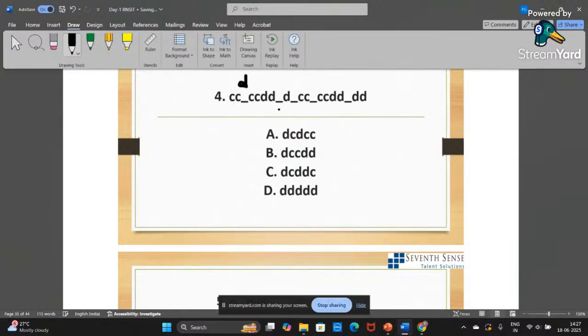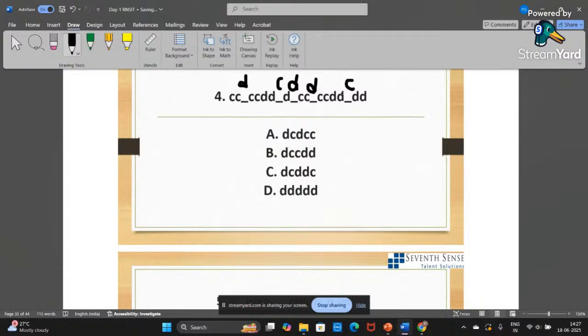Okay, now C, C, D, C, C. So the next letter should be filled with, let us imagine, C. C, C, D, C, C, D, D, C, D, D. So let us try with this sequence: C, C, D, C, C, D, D, C, D, D. Next, again C, C, D, C, C, D, D, C, D, D. So check with the options.